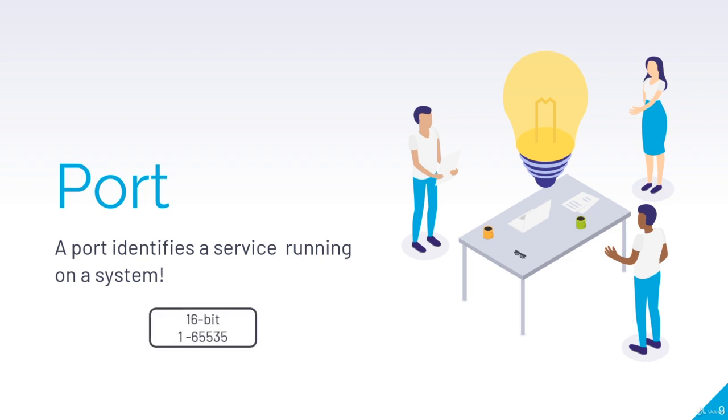And ports are usually 16-bit numbers, so they range from 1 to 65,535. One important thing to note about ports is that the first 1K ports, or 1024 ports, are reserved, so you should not use them if you are developing a program. Use port numbers higher than these, because otherwise they will interfere with the normal functioning of your PC.